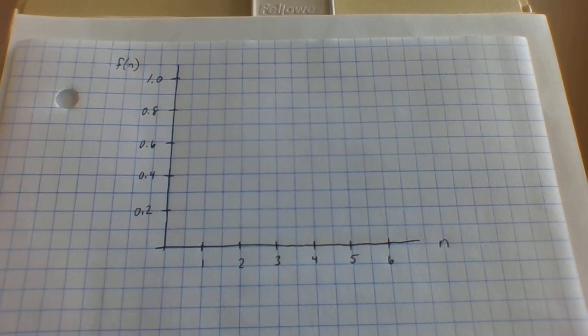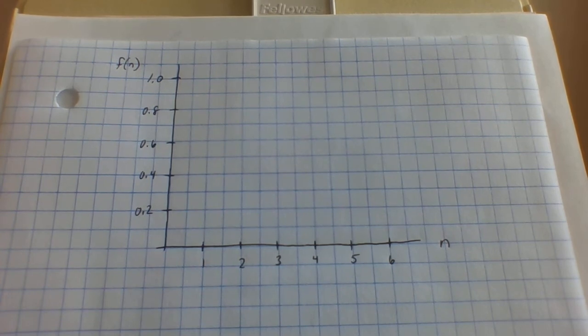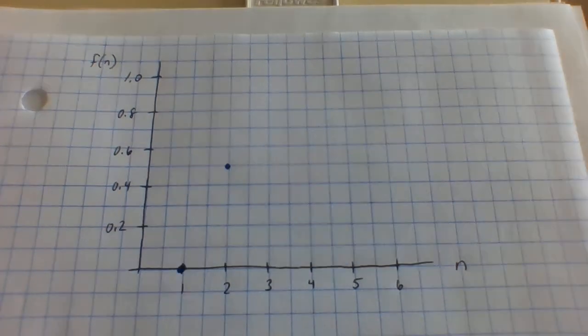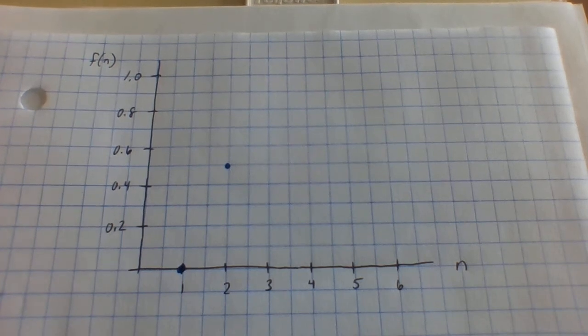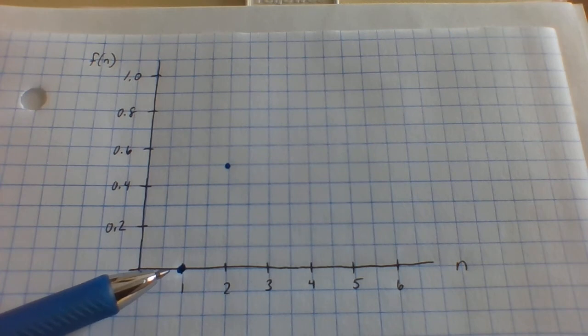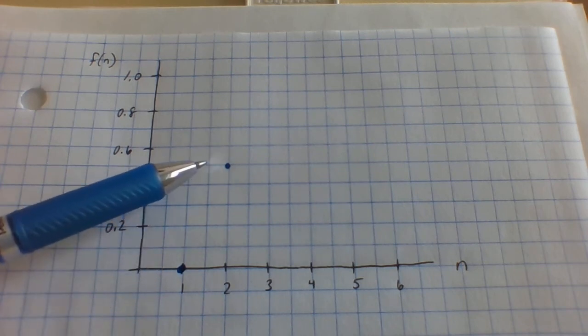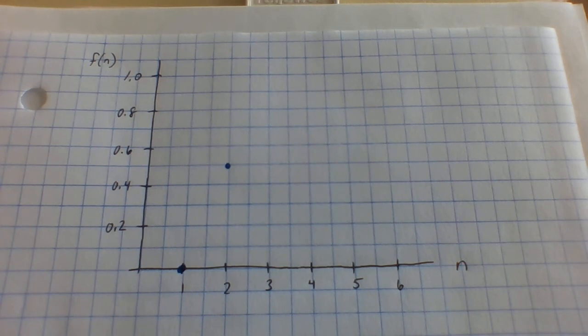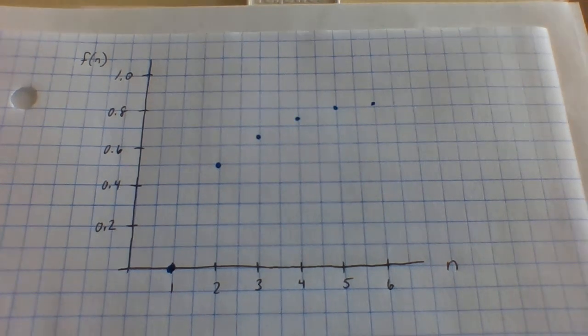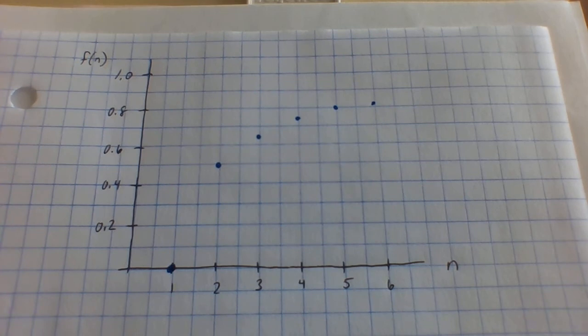Here's how I set up my graph paper. Along my x-axis, I have my n values. Since I was calculating the first 6 terms, I just have the numbers 1 through 6. And along my y-axis, I have my f of n values. Let's go ahead and start plotting these. Here I plotted point 1, 0, and 2, 1/2. Let's go ahead and do the last 4 terms. This is what the graph of our sequence would look like if we plotted our first 6 terms. Let's take a look at one more example.